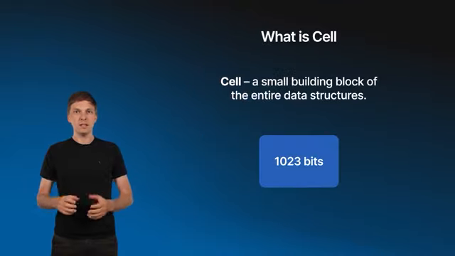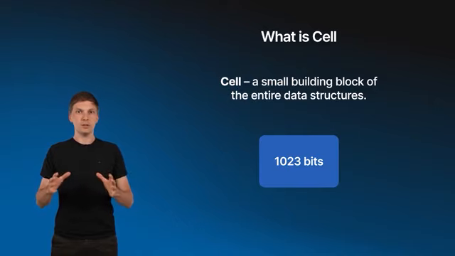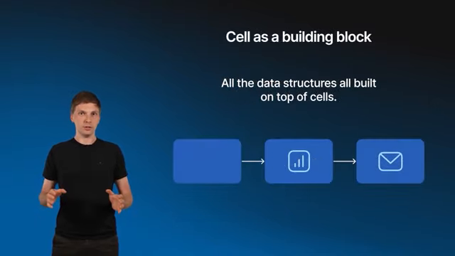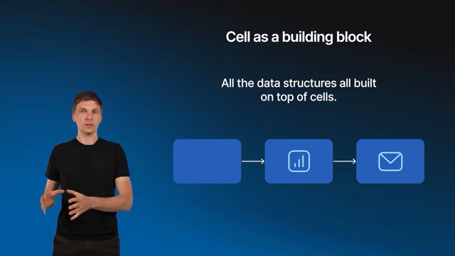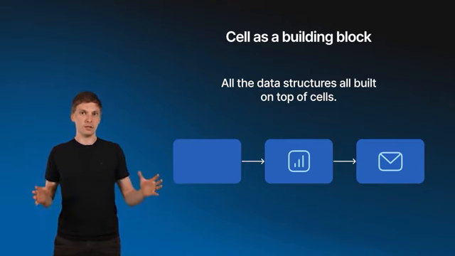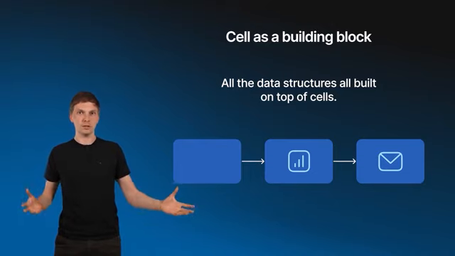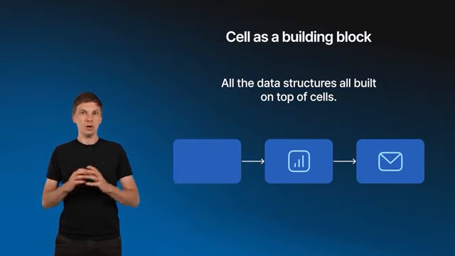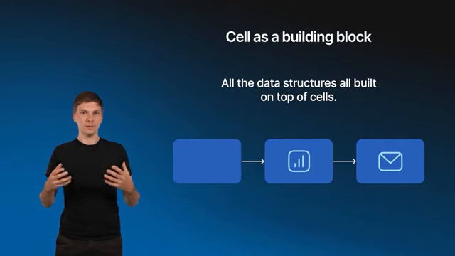So let's start with the unique feature of TON that is called a cell. The interesting thing about TON is that all the data structures in the entire blockchain, within your own smart contracts and in all the standard data structures in the consensus protocol, are all built on top of cells.